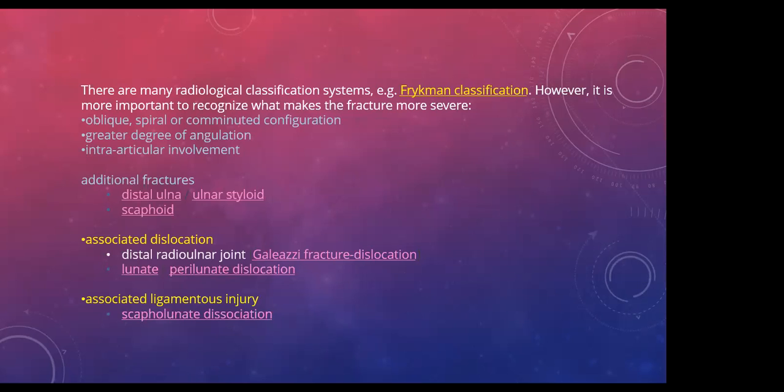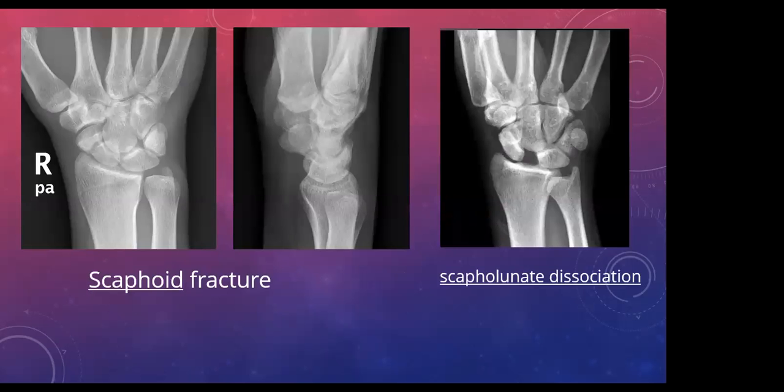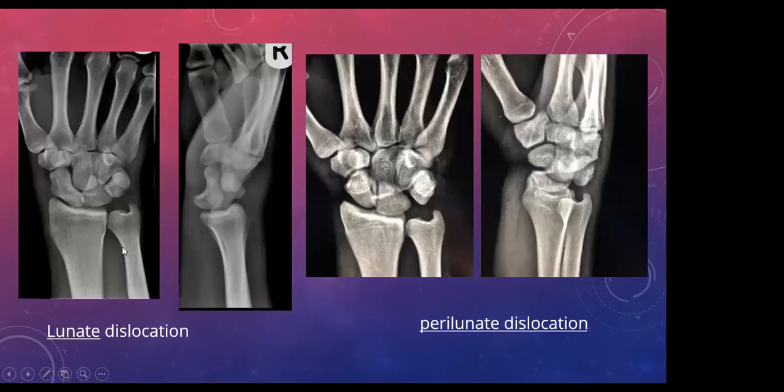Associated dislocation: distal radio-ulnar joint, Galeazzi fracture dislocation, lunate and perilunate dislocation. Associated ligamentous injury: scapholunate dissociation. Scaphoid fracture, and there is scapholunate dissociation. Lunate dislocation and perilunate dislocation.